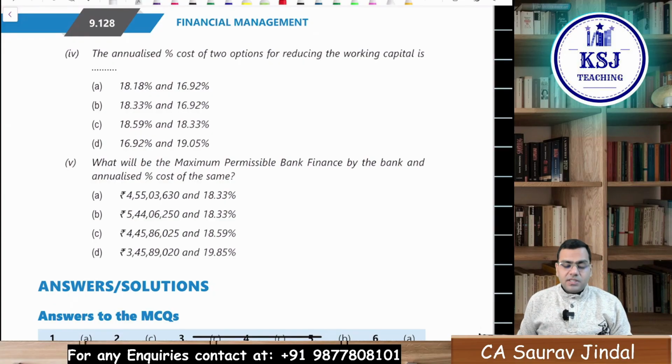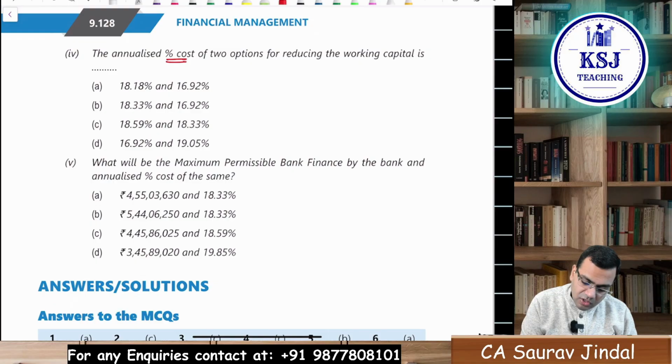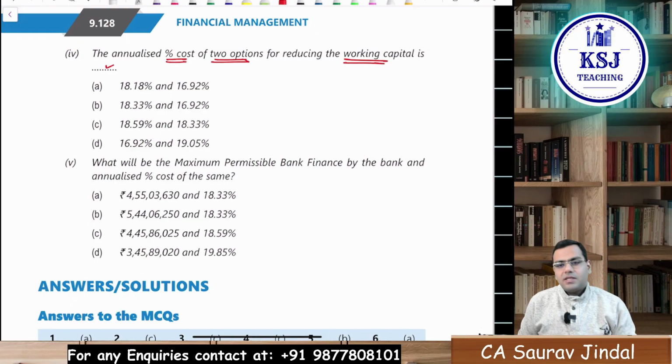the annualized percentage cost of the two options for reducing the working capital. Now, what is the meaning of this? First, try to understand what is the meaning of this percentage cost of two options. He says, what are the two options? The two options say you will reduce your working capital. That is a benefit to you, right? Your working capital requirement will reduce. That means you have the available cash with you. That is why your requirement for working capital is coming down.